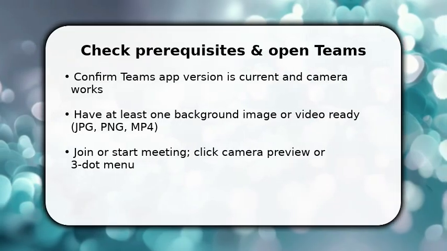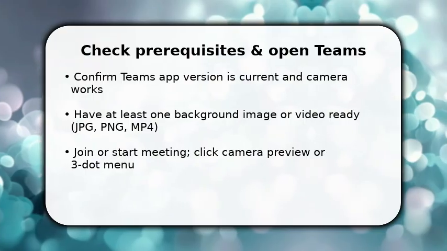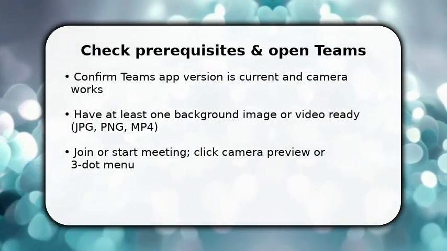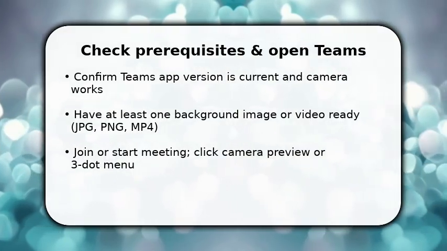If you're on the pre-join screen, click Background Filters or Background Settings. If inside the meeting, open the three-dot More Actions menu and choose Apply Background Effects. This step gets you into the background controls quickly, so you can pick or add an image.